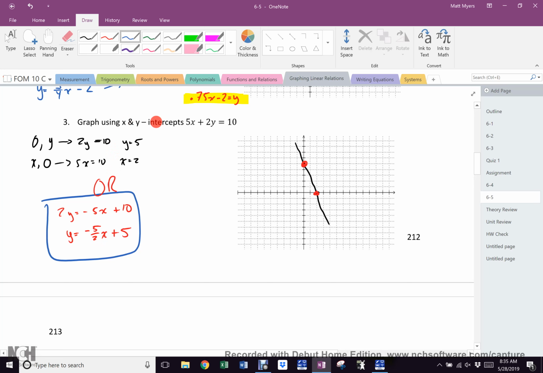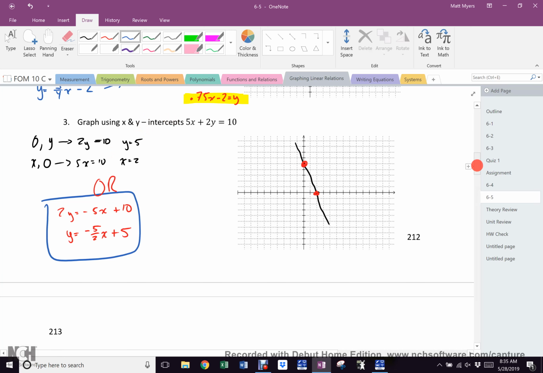Everybody understand? But you'll notice it's the same thing, right? Once you found the y-intercept, 5, you went down 5 and over 2, you got the x-intercept anyway. Everybody sees what I did there? Everybody can do one of the two ways? Well, you should have been able to do the x and y intercepts from before. Everyone is good?